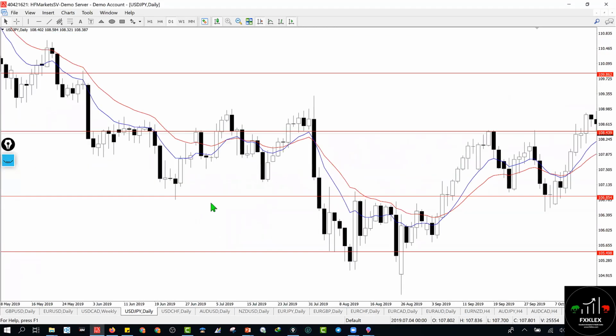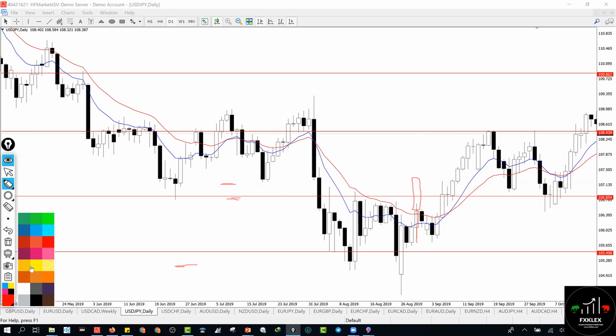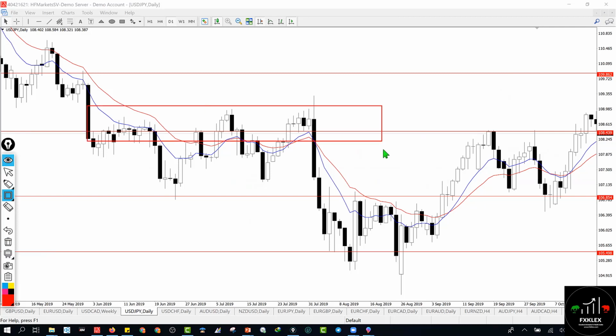Can you show me a bearish engulfing bar right here? I want you to show me a bearish engulfing bar at this zone right here. Hang on, I'm going to help you out. Yes, it is the third one.